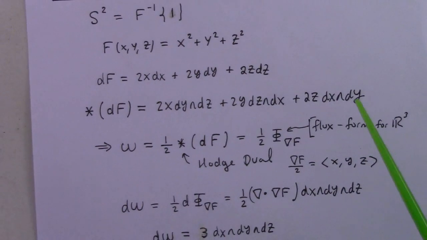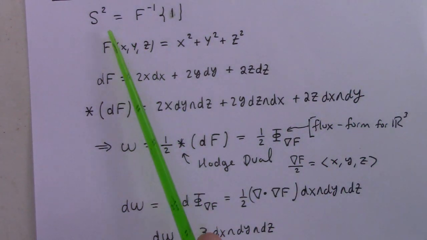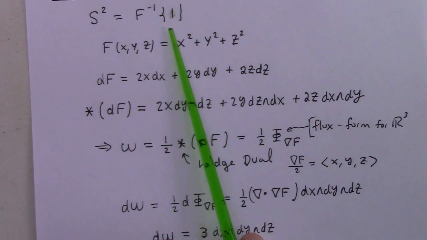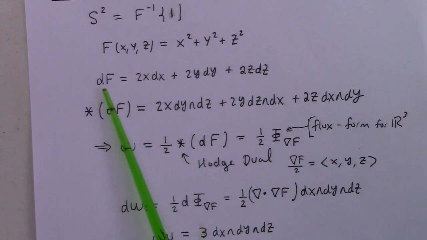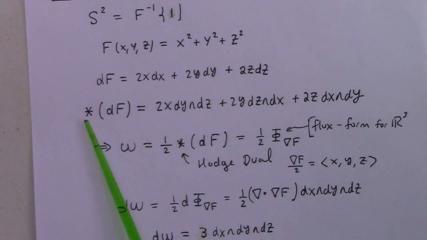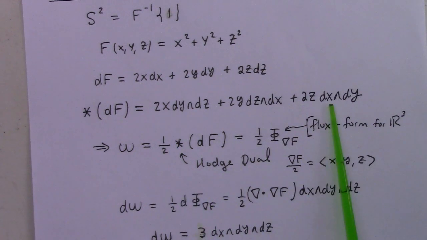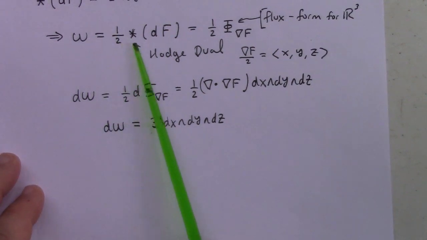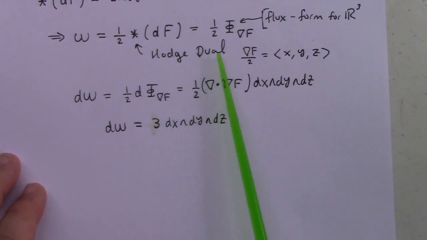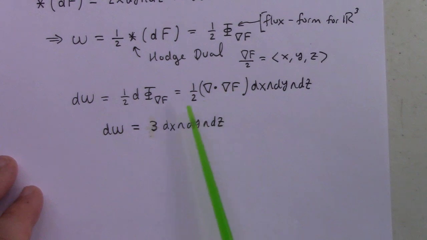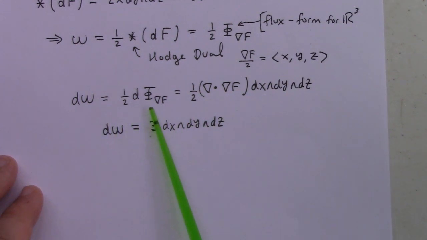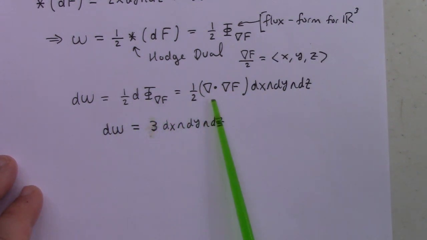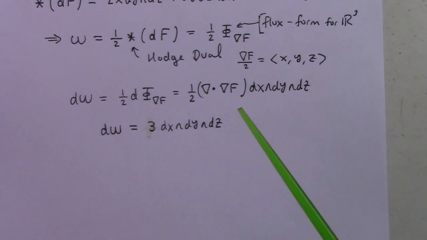Now, fun fact, you could also look at this calculation a different way. I didn't talk much about this semester, but S2 is the inverse image of 1 for this map. The differential is 2x dx plus this. The Hodge dual of the differential is that. That's exactly omega, well, divided by 2. So omega is actually 1/2 the Hodge dual of df. And so for what it's worth, d omega is the differential of the flux form of the gradient, which is the divergence of the gradient, which works out to 3 dx wedge dy wedge dz. So there you go. Another way to look at this.